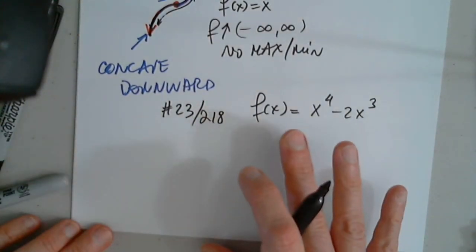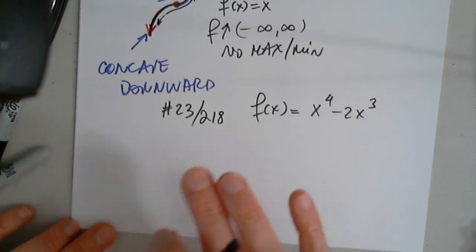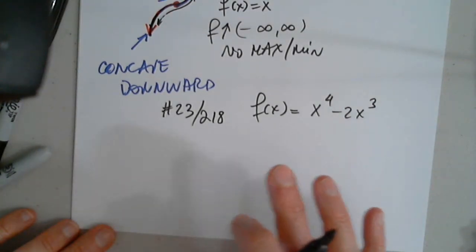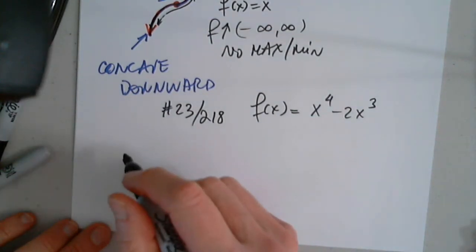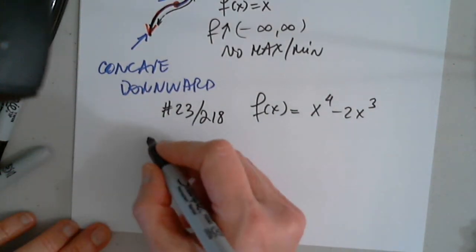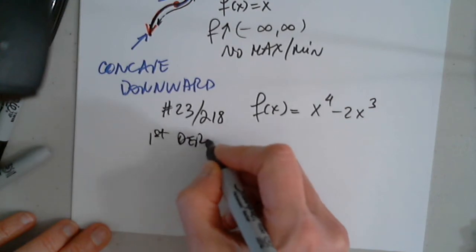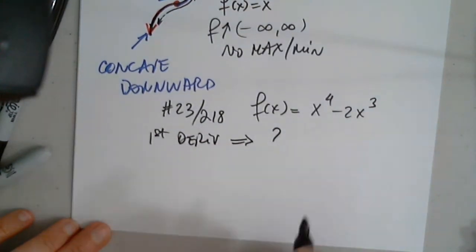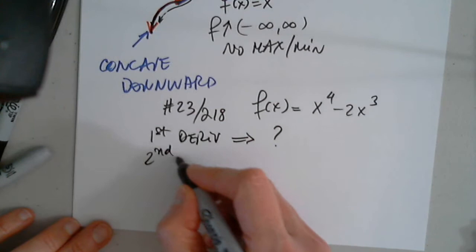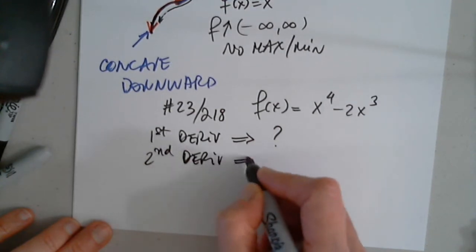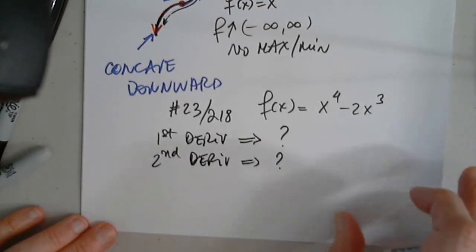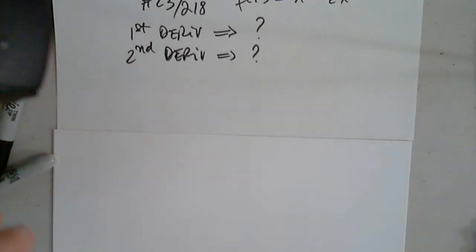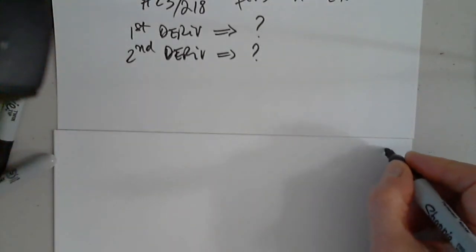Now, I don't care about what they ask at this point because we're not ready to graph. What I'm asking for this problem is everything we should know from the first derivative, what the first derivative gives, and what the second derivative tells us about the function. Okay, we're going to start our table, and then we will give an attempt to graphing.